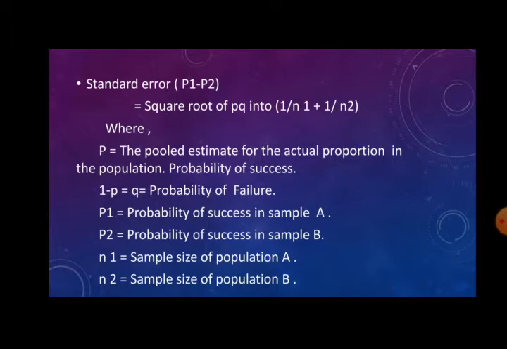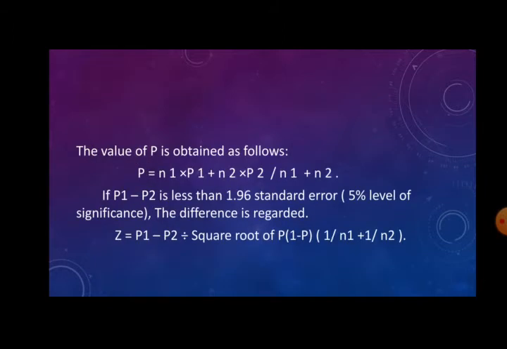P1 is equal to probability of success in sample A. P2 is equal to probability of success in sample B. N1 is equal to sample size of population A. N2 is equal to sample size of population B. The value of P is obtained as follows: P is equal to N1 into P1 plus N2 into P2 divided by N1 plus N2.